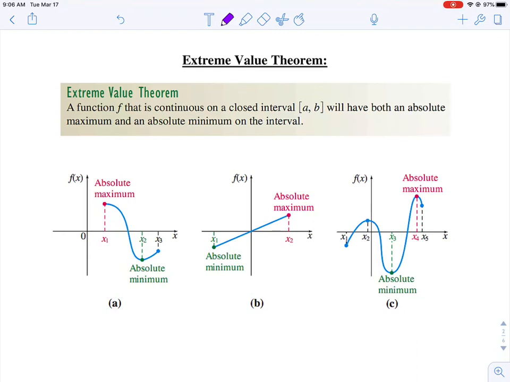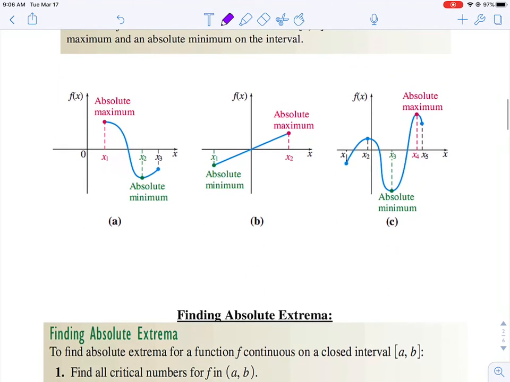This extreme value theorem says that if you have a closed interval, you have endpoints on both sides, it says that your function has to have then both an absolute maximum and an absolute minimum. So take a look at these three different pictures.